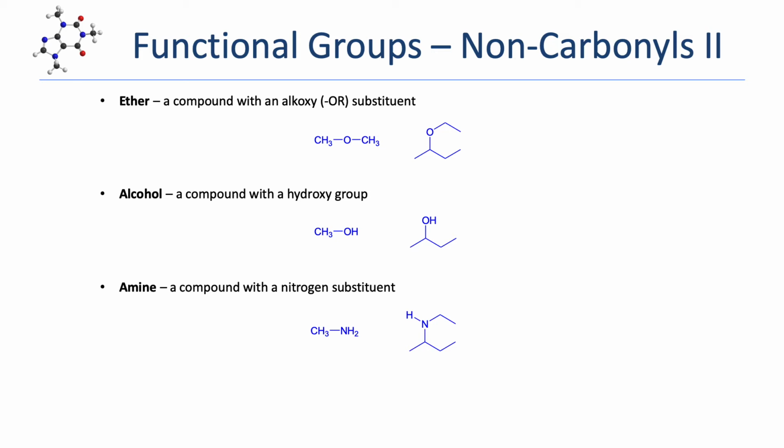Then we've got alcohols. These are compounds that have an OH or hydroxy group attached to them. So again, I've got a simple structure here for one and then a skeletal structure for the other. And then lastly, we have amines. Amines are compounds that have a bond to nitrogen, a nitrogen substituent, and a couple of simple examples here as well. Go ahead and learn all of these functional groups. And again, I think it's easier to learn these by categorizing them into carbonyl groups and non-carbonyl groups.